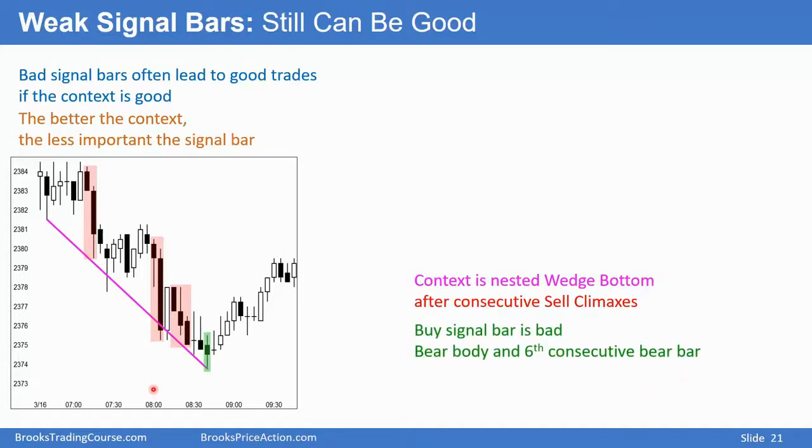But the signal bar is bad. It's also the 6th consecutive bar down. 5 of the bars had bear bodies. Not a great setup for the bulls, but the big picture is good.